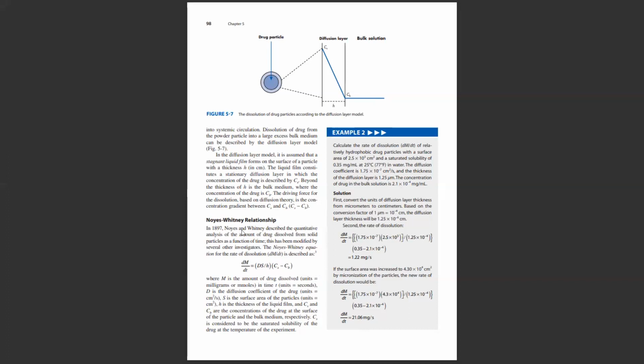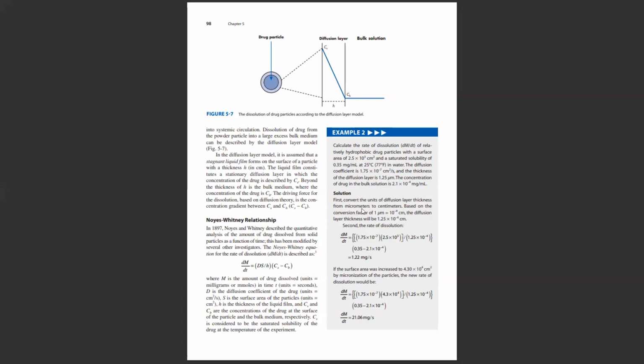So here we can look at an example and see how we can apply this Noyes-Whitney equation in determining dissolution. Here they're saying calculate the dissolution of a relatively hydrophobic drug. They've given us the surface area, the saturated solubility, 0.35, temperature, the diffusion coefficient, and the thickness of the diffusion layer in micrometers, so you have to change this into centimeters. The concentration of the drug in the bulk is given. So here you just key this into the formula.